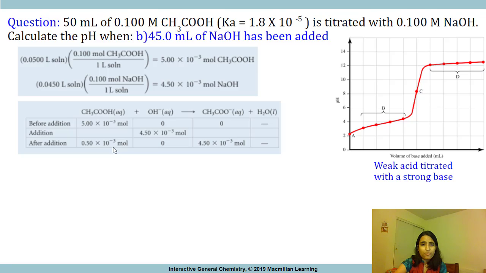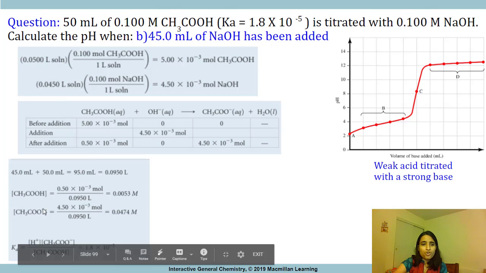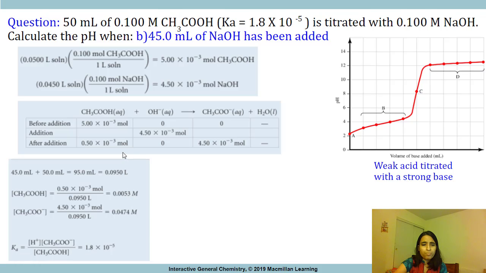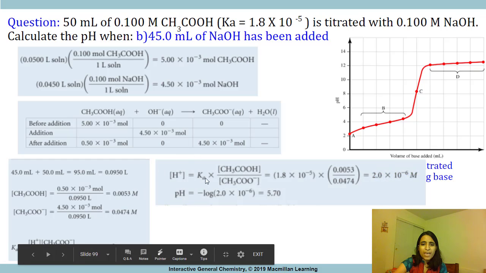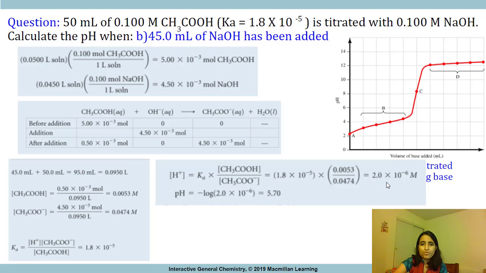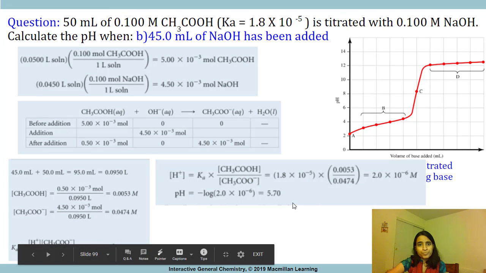And how do we do that? If you divide the moles by the total volume, you're going to get the molarity. So the total volume is going to be 50 milliliters plus 45 milliliters. 50 milliliters and you add 45 milliliters to it, so it's 95 milliliters. So if we do that, we are going to get the molarity of acetic acid as 0.0053 molarity, of acetate ion as 0.0474 molarity. And if we put it in our Ka equation, we are going to end up having our H+ as 2 times 10 to negative 6 molarity, and solving for pH, we are going to get 5.70.